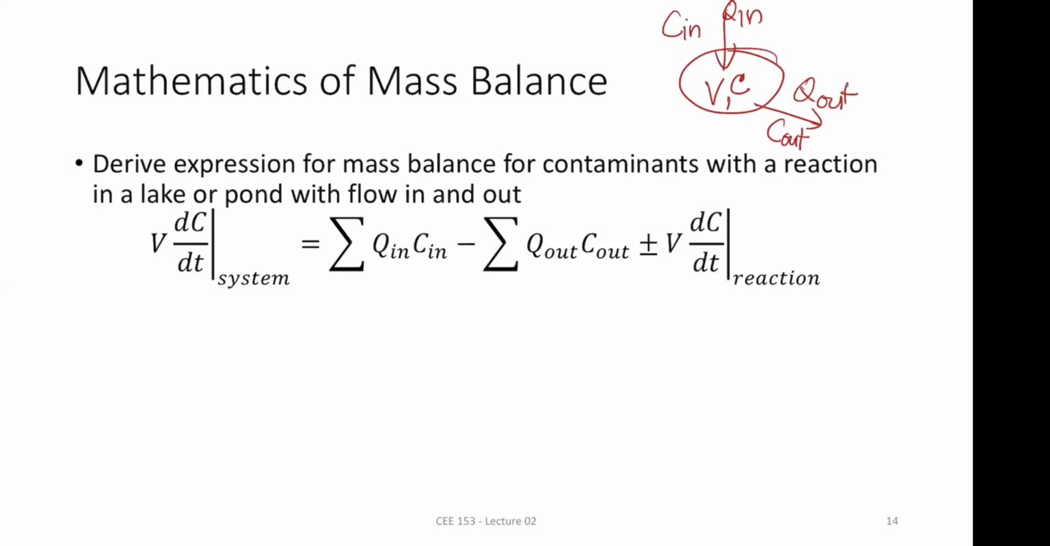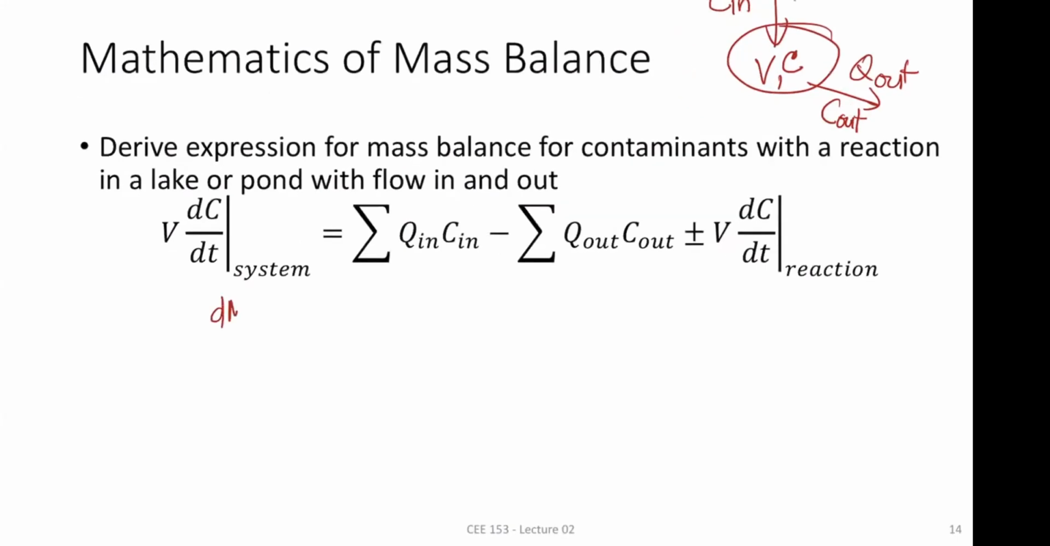So now let's write the mass balance equation. All right, so let's start with the basic. What do we start with? Change in mass. Change in mass in a system would be total mass coming in minus total mass going out. Okay, and then, as I said, plus or minus reactions.